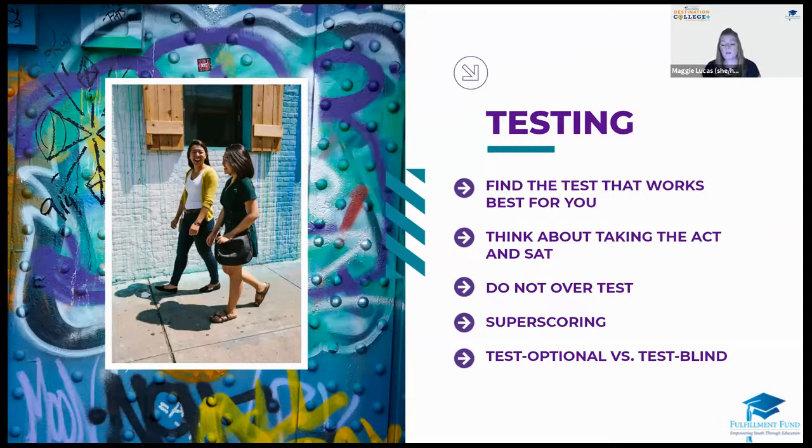Most schools will also superscore your exams. Superscoring means, let's say you took the SAT twice, and the first time you got a higher score on the critical reading, and the second time you got a higher score on the math. Most schools will take that highest critical reading score and the highest math score and combine them together to make your new SAT superscore, and that is the score they will consider in their admission process.